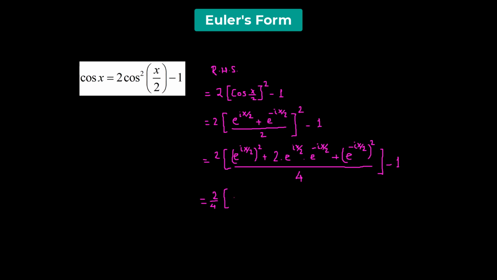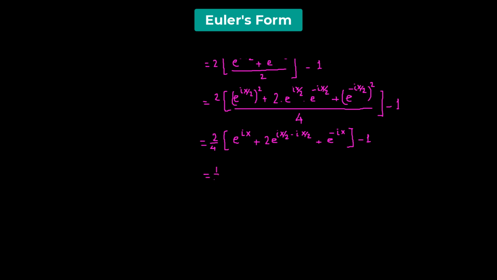So that will be equal to 2 over 4 times e raised to the power of ix over 2 whole square, so that will be e raised to the power of ix, plus 2 times e raised to the power of ix over 2 minus ix over 2, plus e raised to the power of negative ix, minus 1.